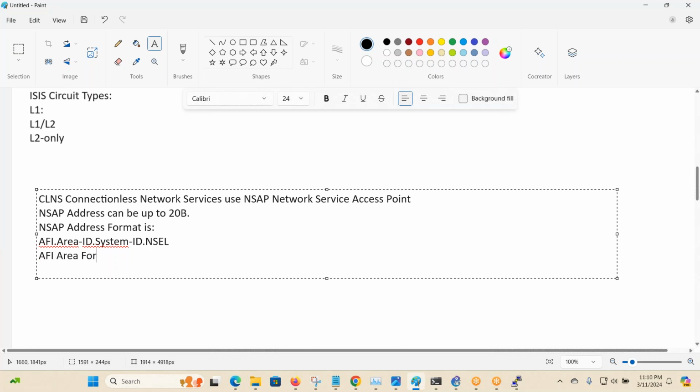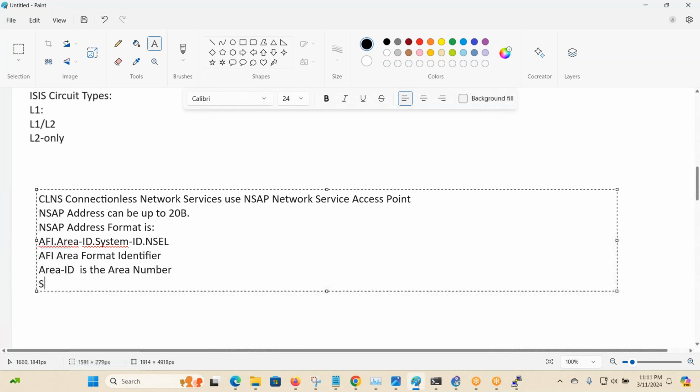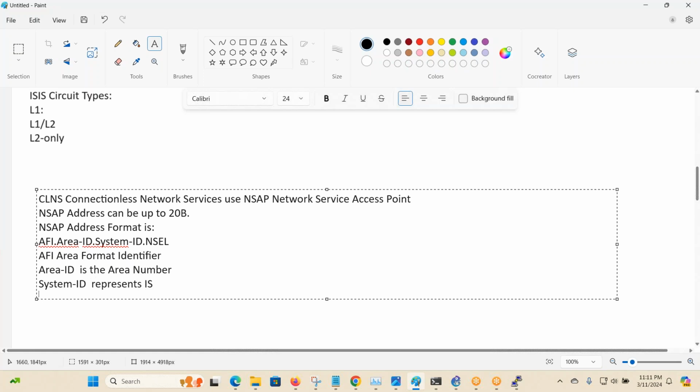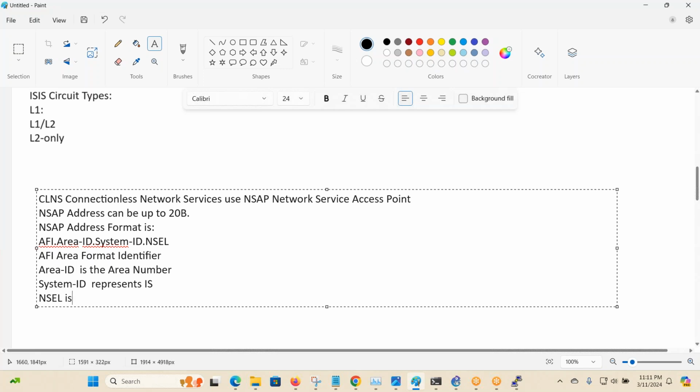AFI, area format identifier. The area ID is the area number. The system ID is like a router ID, and it represents the IS. N-cell is something like a port, a port number.